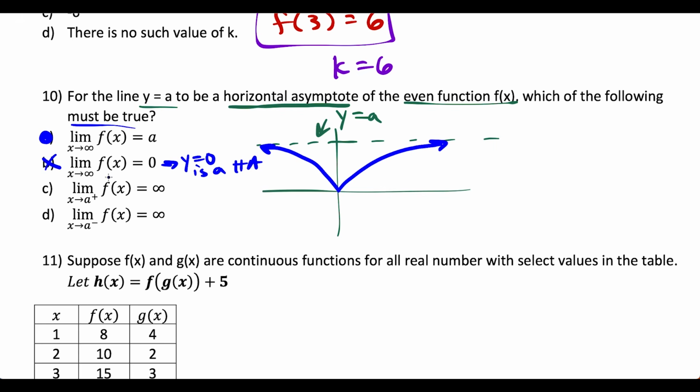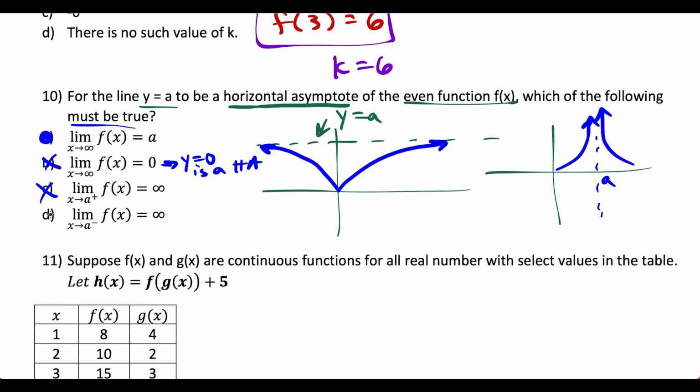So B is out. The limit as x approaches a from the right side of f of x approaches infinity. Well, this would be true if x equals a was a vertical asymptote. So you could imagine here that if I had a vertical asymptote like this, then the limit as x approaches a on the right side going up to infinity would tell us we have a vertical asymptote, and the limit as x approaches a from the left is also another way of saying we have a vertical asymptote.